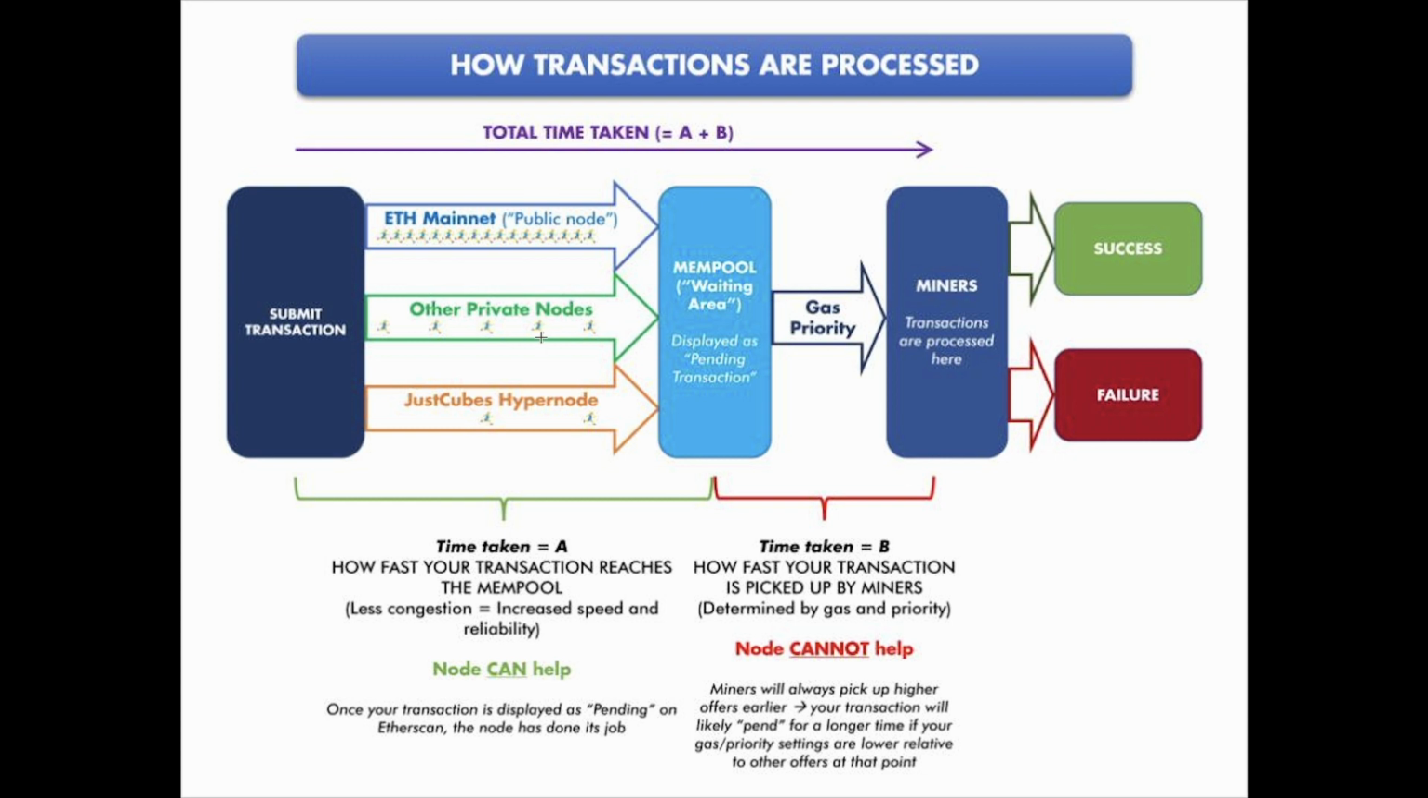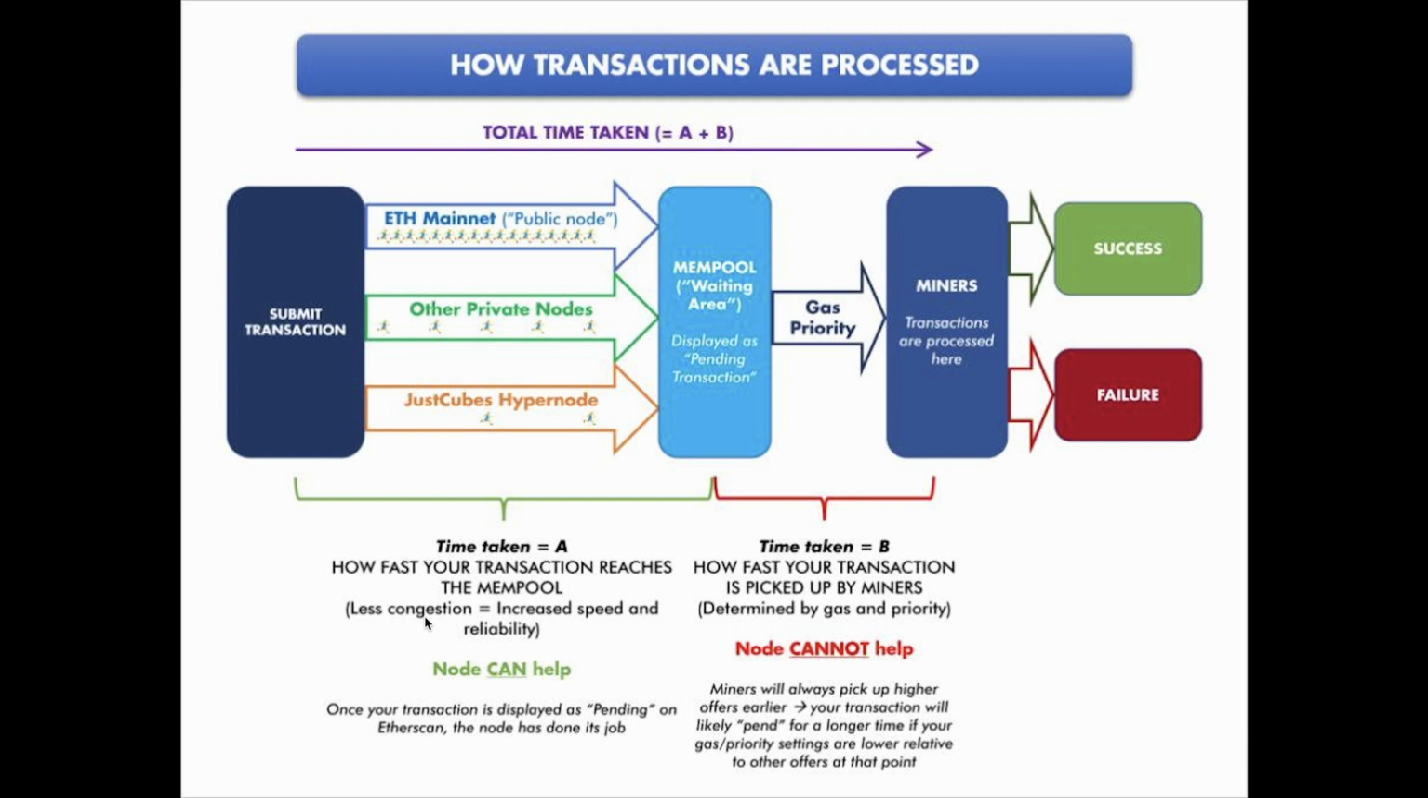Okay, so just to begin, whenever we submit a transaction, it has to go through a node to the mempool. 95% of us, if we do not change any settings, will use the ETH mainnet public node. During this stage, whenever we submit a transaction, it goes through the node into the mempool area, which is the waiting area, in inverted commas. This is where your MetaMask displays a pending transaction. The time taken here is basically how fast your transaction reaches the mempool. So less congestion over here equals increased speed and reliability.